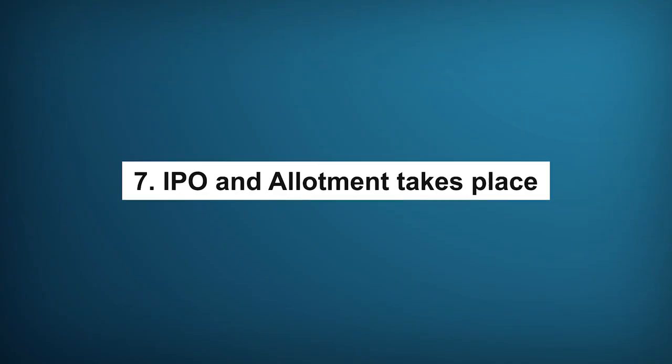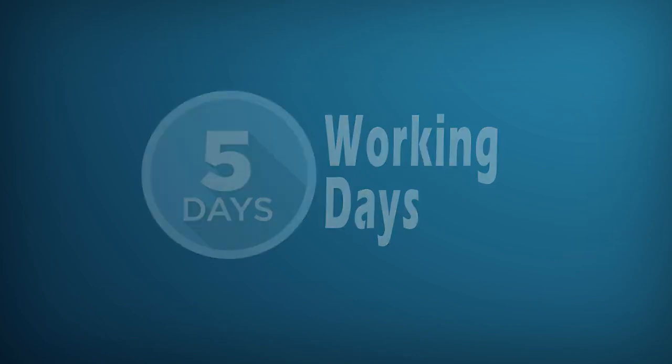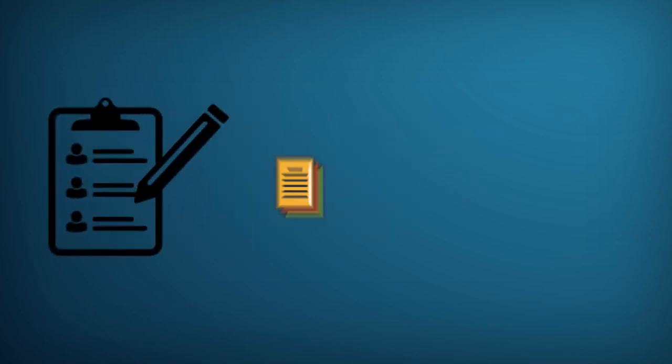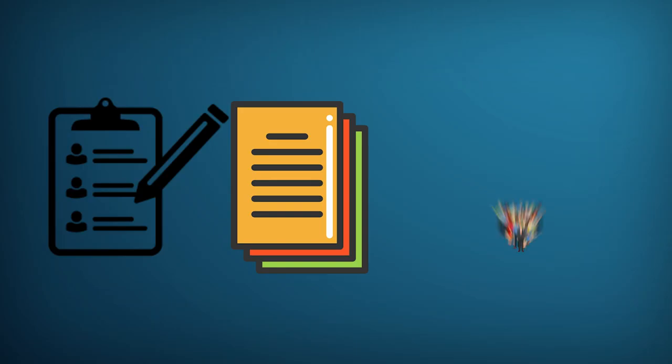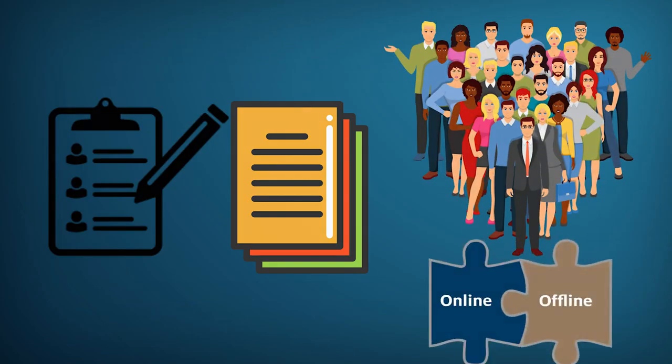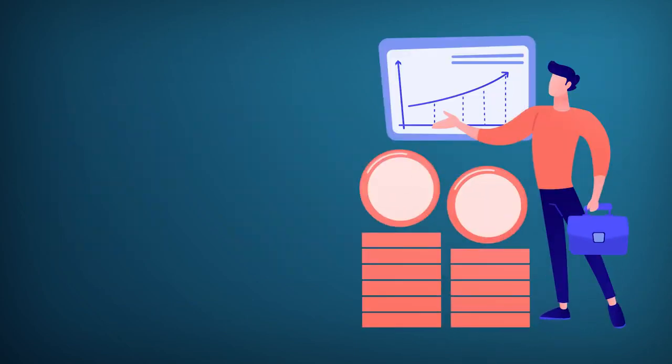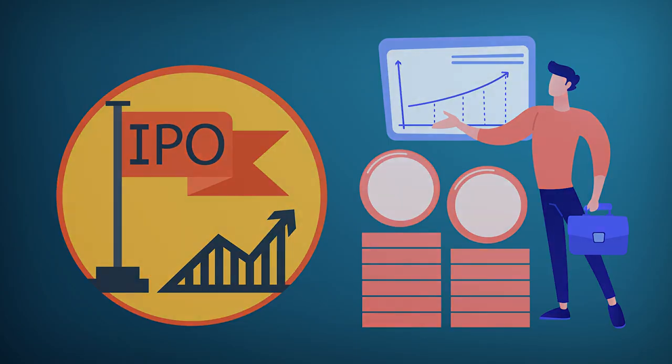IPO and allotment takes place. For a period that is usually 5 working days, the final prospectus and application forms are made available to the public both online and offline. Investors can apply for the IPO during this period.